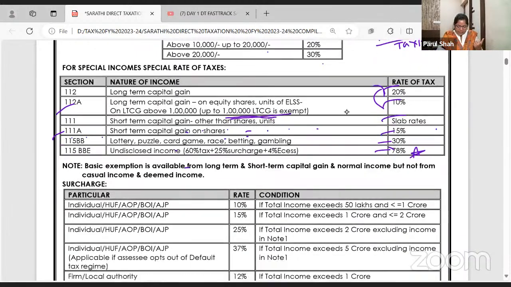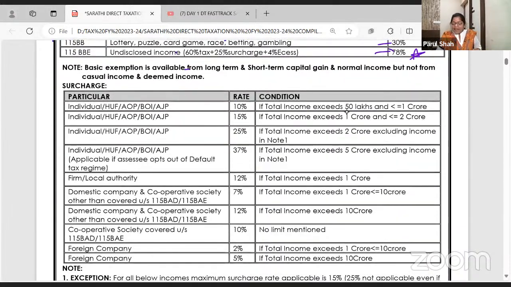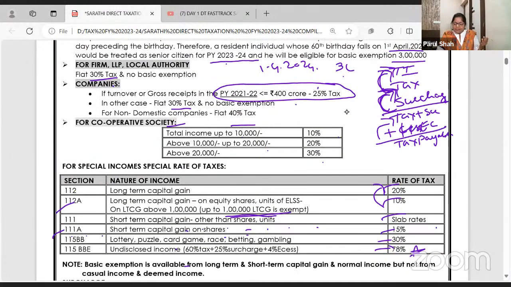Special income, special rates. Let us do surcharge now. What is the concept of surcharge? If your income is beyond a limit, you pay additional tax on tax. That's in the form of surcharge. And once surcharge is calculated, then health and education cess, which is 4%, you have to pay on tax plus surcharge.